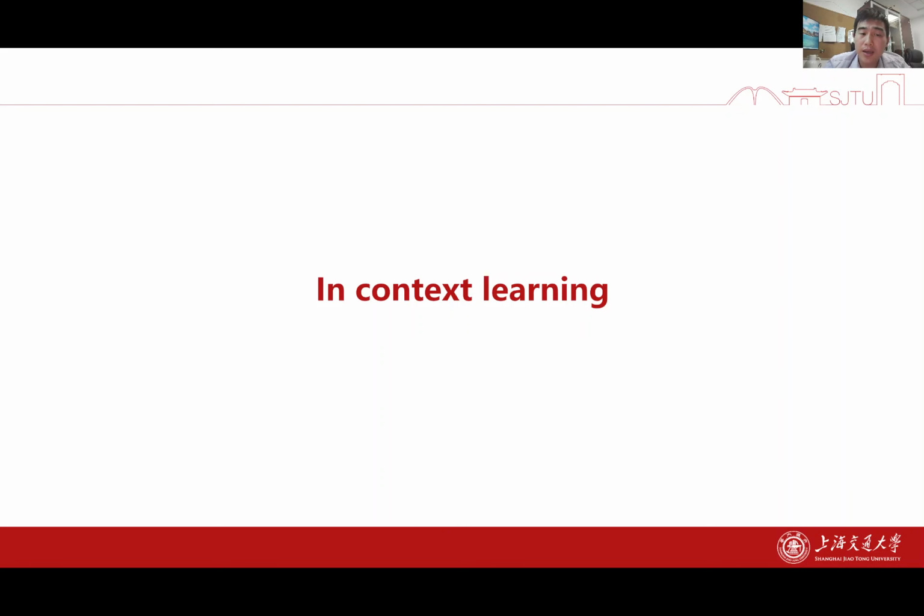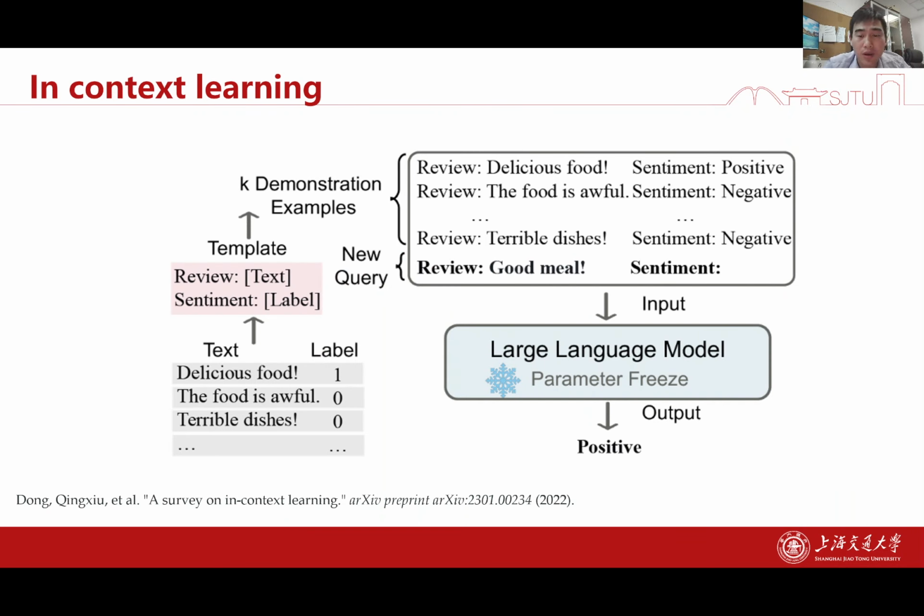Consider you are training a neural network or language model that has never been trained to perform such a task: given a review, you need to give a sentiment. But now we can do this task in this way. Suppose we have this data set. We have text and also its label.